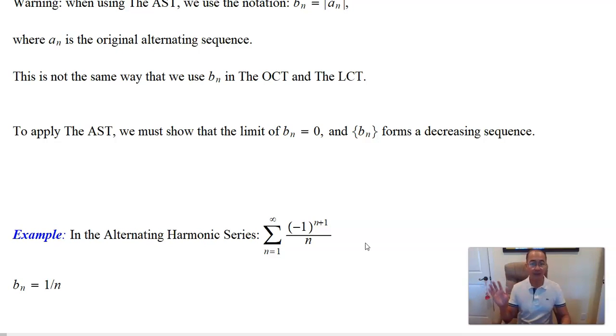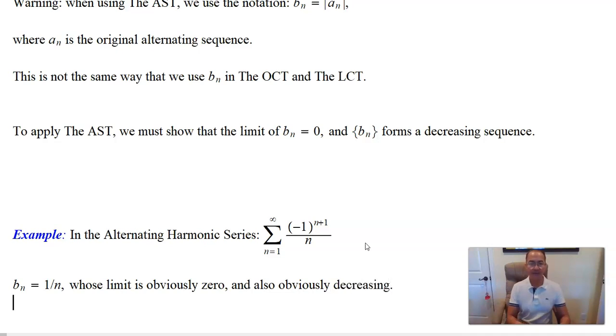Ignore the (-1)^(n+1). The positive portion is 1 over n. Okay, is the limit 0? Yeah, we've seen that a million times. So the limit is obviously 0. Is it decreasing? Yeah, as n increases, 1 over n decreases. And also, obviously, decreasing. Okay, so by the AST, the alternating harmonic series converges.